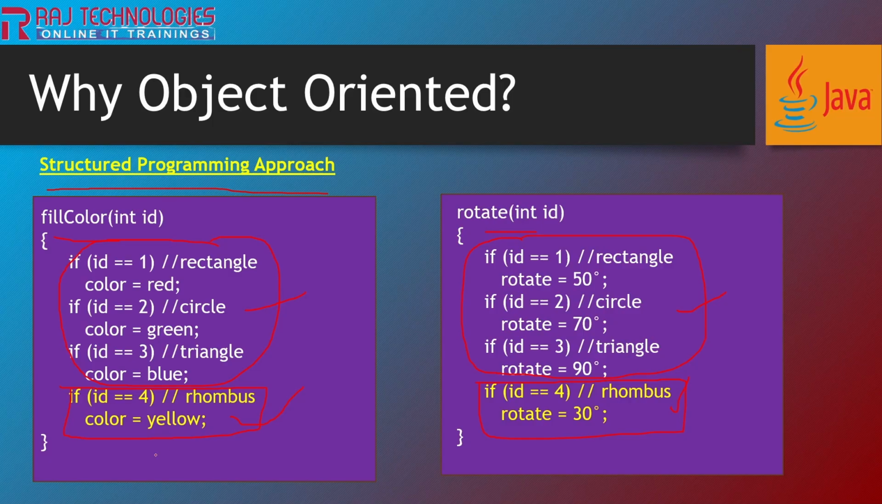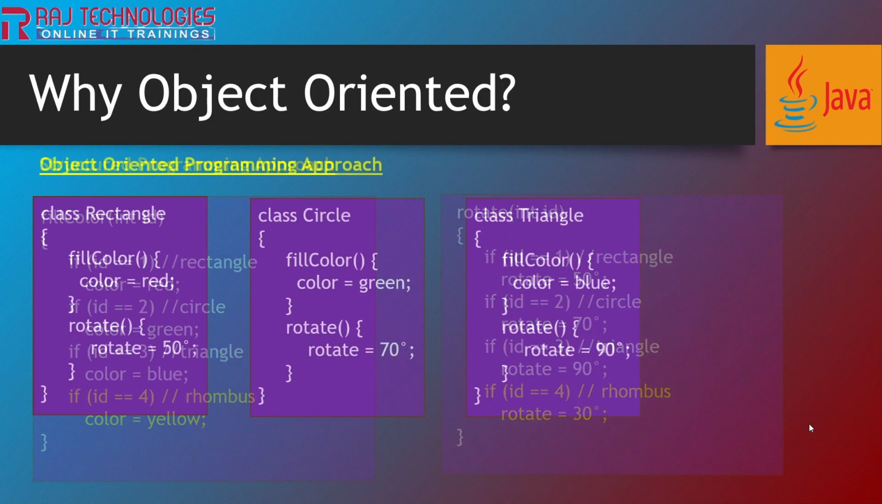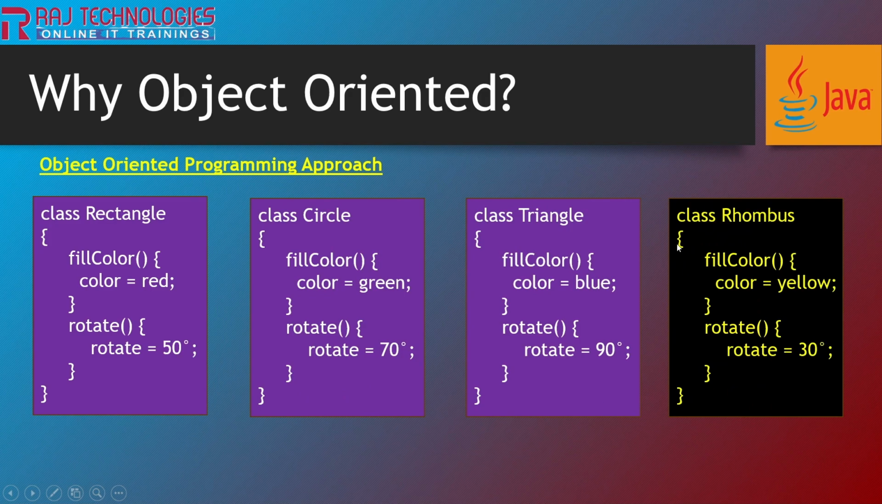So that is where we have the object-oriented approach. In the case of the object-oriented approach, if I want to manage that new task, that is rhombus, we won't touch our previous code. We just create a new class called rhombus with the functionalities fill color equal to yellow, rotate equal to 30 degrees. Whatever code we have written before, we need not touch this code. Once we develop this code and the testing is done, we keep it aside here.